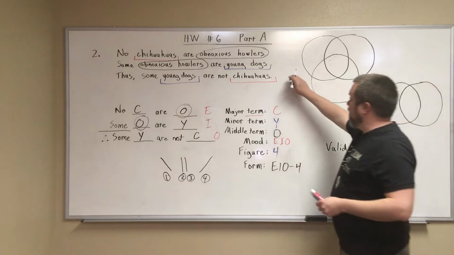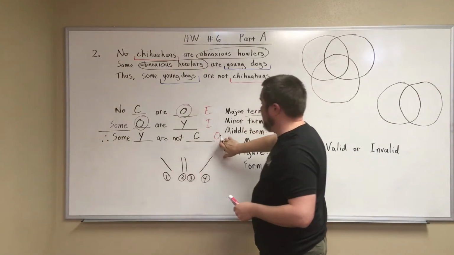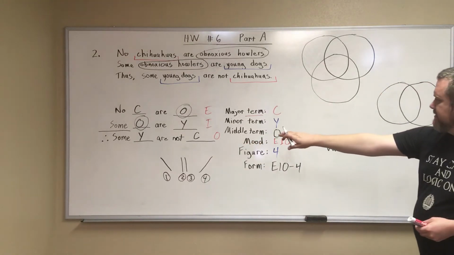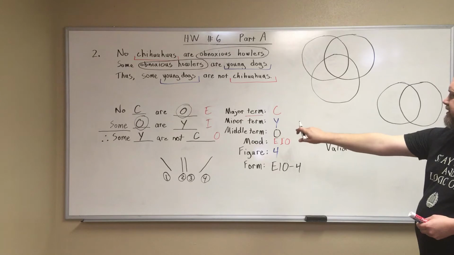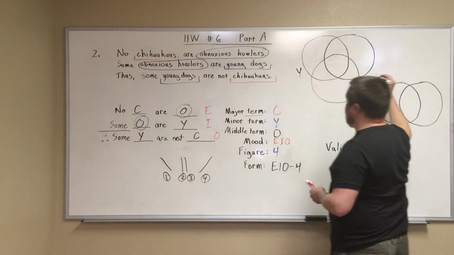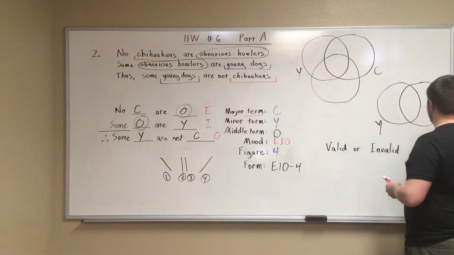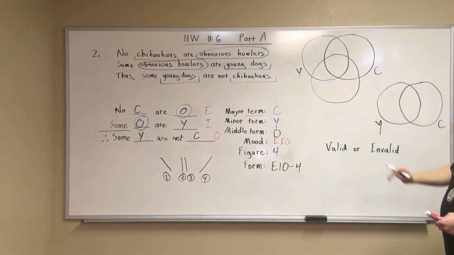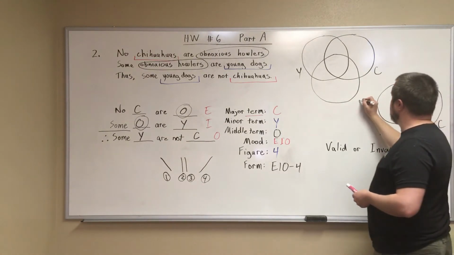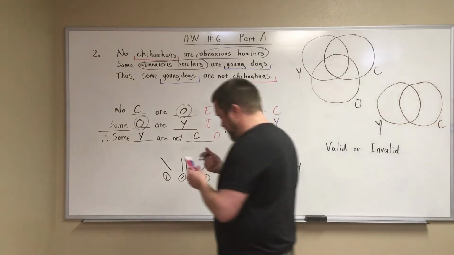So again, always look at the conclusion first. So right here you have some Y are not C. Y is the minor term, C is the major term, so we're going to have Y on the left, C on the right. We can go ahead and fill that in for the conclusion. And then the bottom circle is always going to be the middle term, so that's O. And let's go ahead and fill these out.